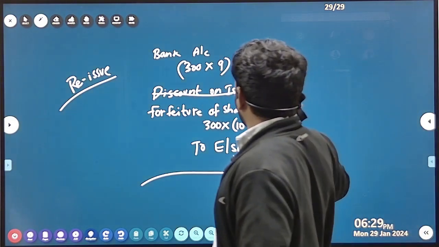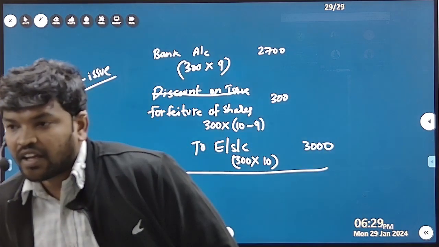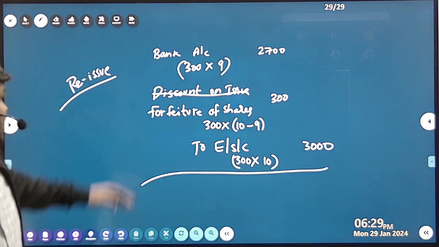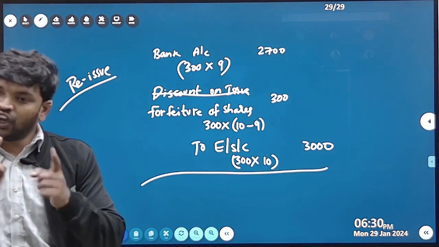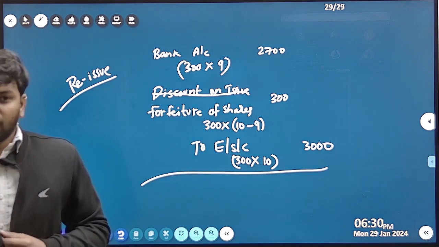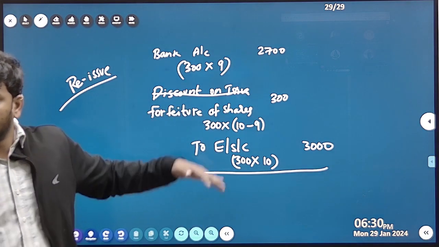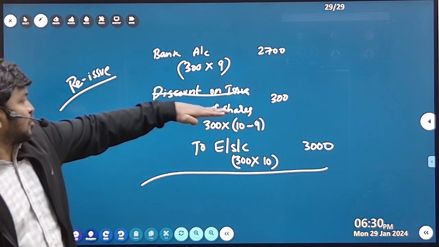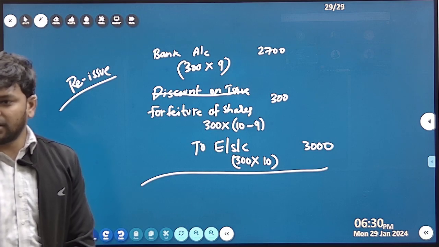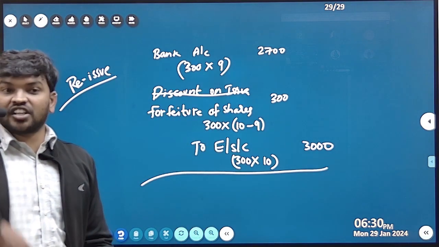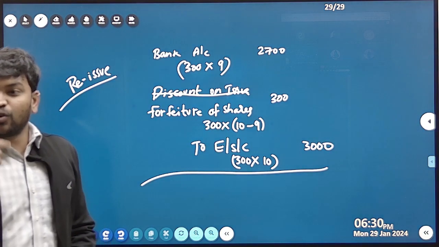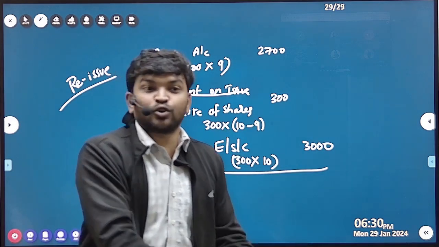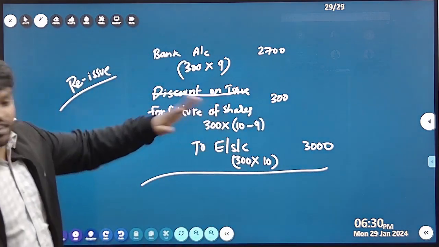Normally I have to debit discount on issue account for 300 rupees. At the time of reissue, in place of discount, if the forfeited shares are reissued, you have to always use forfeiture of shares account only. Suppose the shares are reissued at premium, you don't have any debit entry, yes or no? You will have securities premium account. Then there is no such entry of forfeiture account. You will debit forfeiture account only if the shares are reissued at discount. Only at discount. Discount is loss. You already have some profit on these shares earlier, so you have to utilize the profit first. So you should not debit discount on issue account.